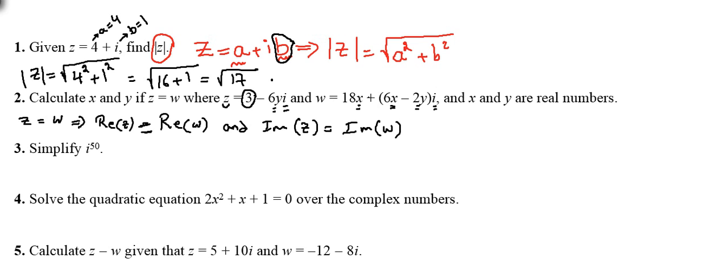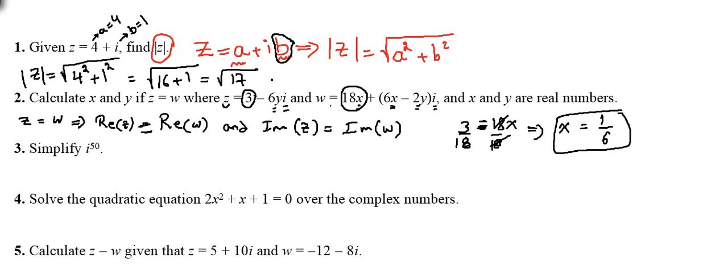a is the real part. And what is the real part over here? The number which is not multiplied with i is real. This means 3 equal 18x. And what's that mean? We can divide by 18 both sides directly, right? To get rid of the 18 over here. So x will be equal 3 divided by 18, which is 1 divided by 6 after we simplify. So we found x.